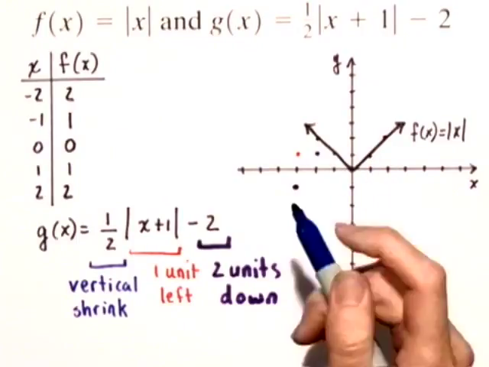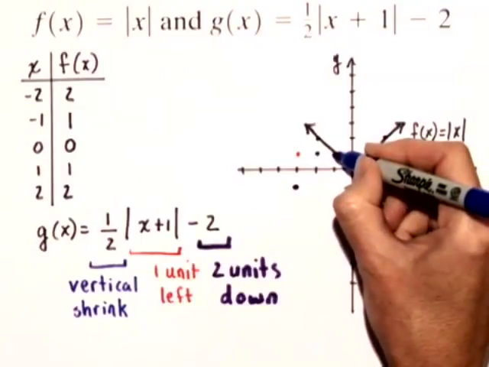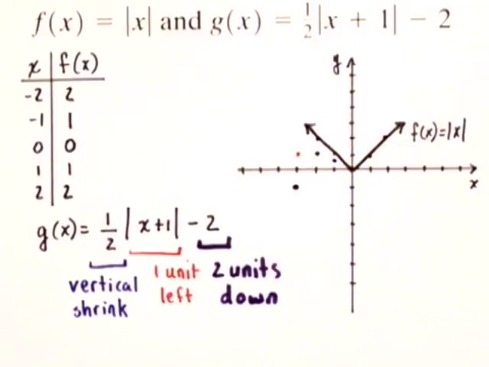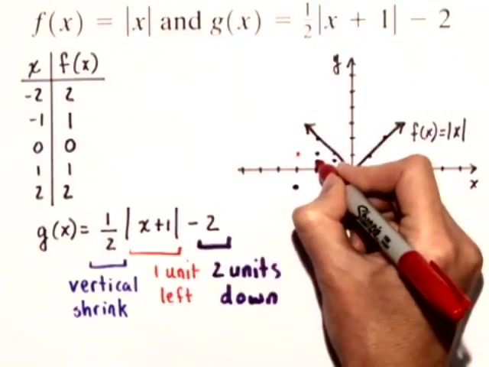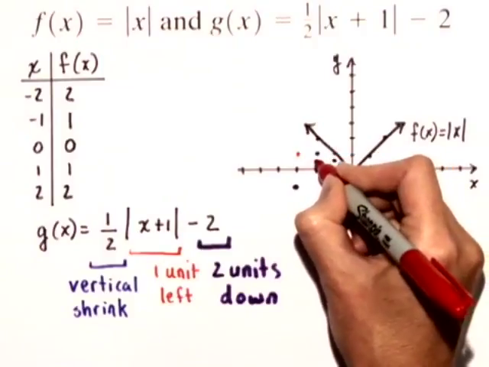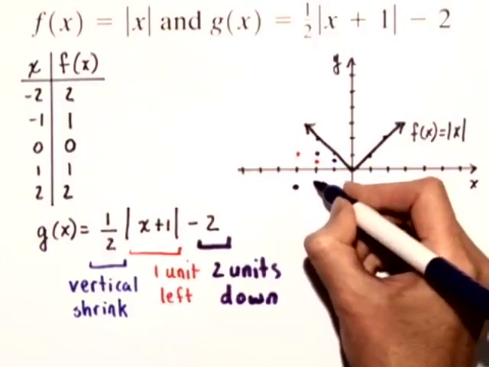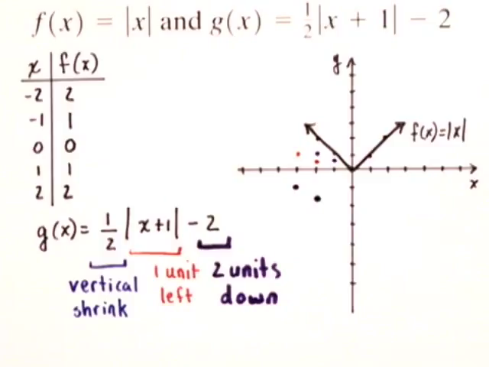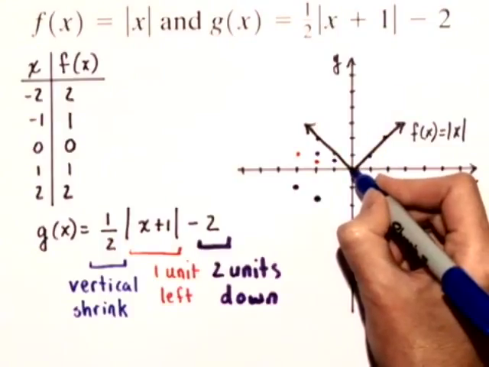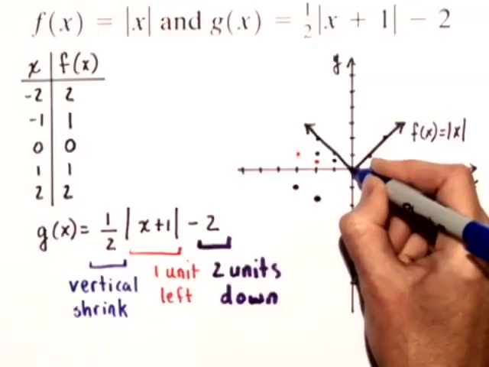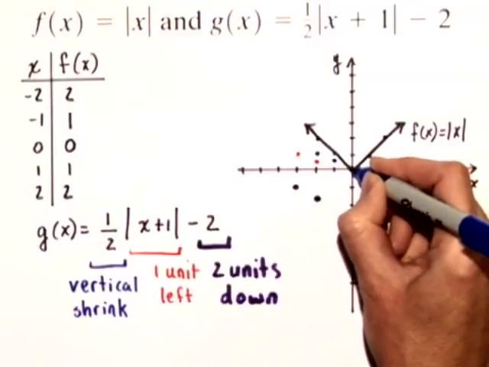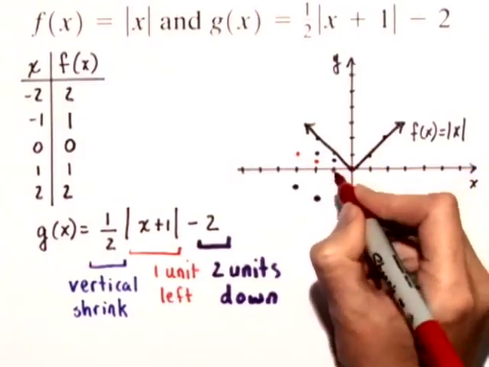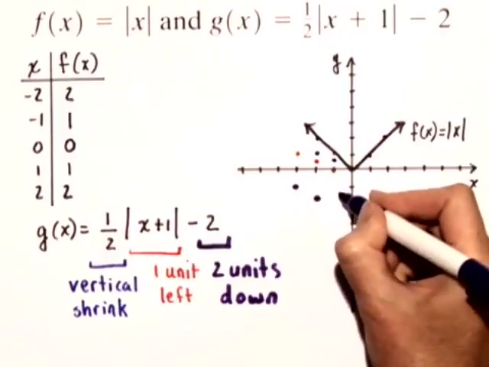So let's start here with -1, 1. First, I'm going to do the vertical shrink. I'll make it half as large. Then I'm going to make it 1 unit to the left, and then 2 units down. 1, 2, puts me right here. Let's do that again. At 0, 0, if I make that y coordinate half as big, half of 0 is still 0, so it stays right there. Now, I go 1 unit to the left from 0, 0, right here, and I go 2 units down, 1, 2.